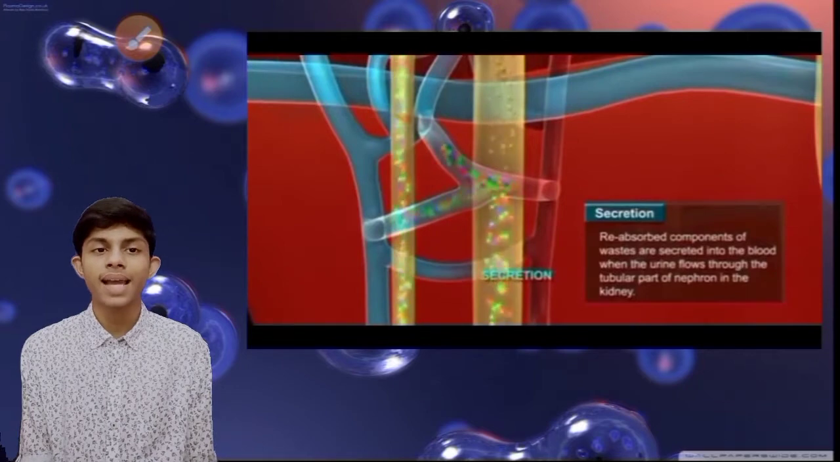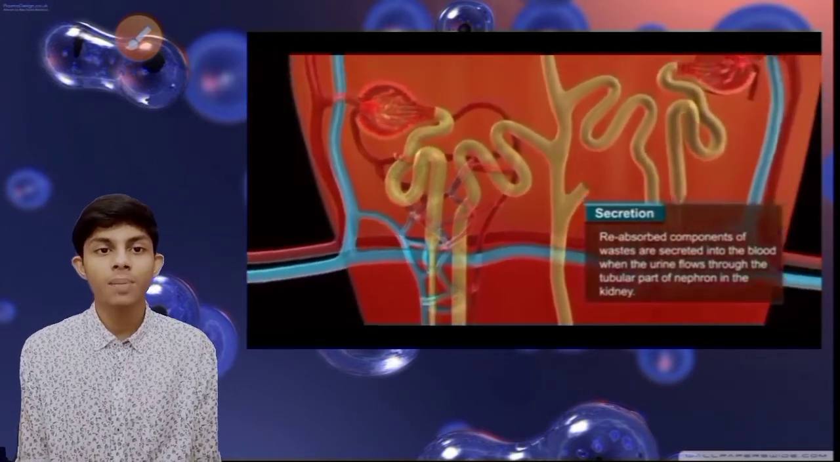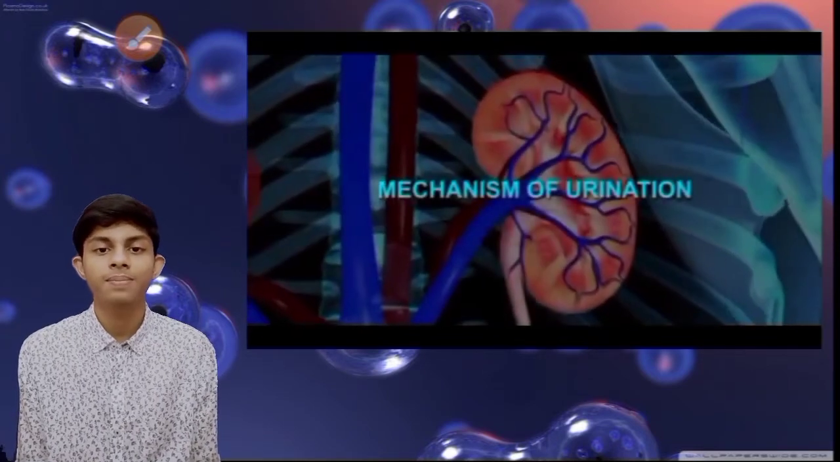And number 3, secretion. The reabsorbed components of waste are secreted into the blood when the urine flows through the tubular part of the nephron in the kidney.